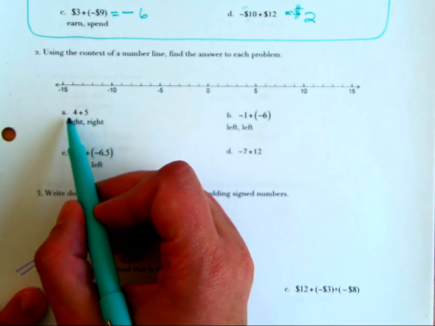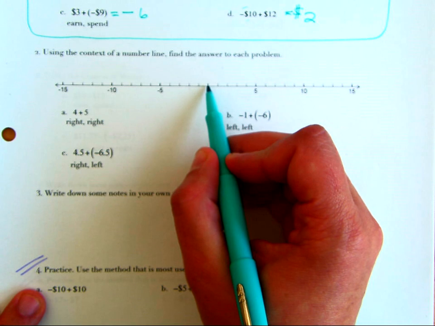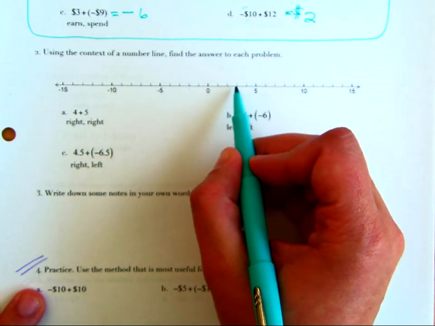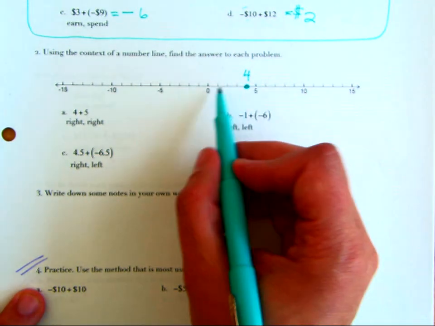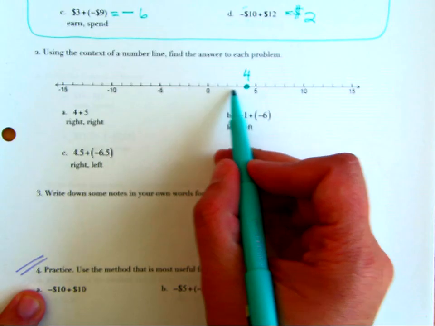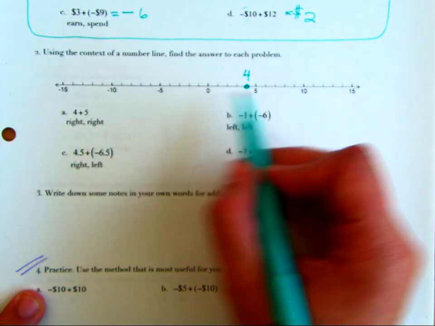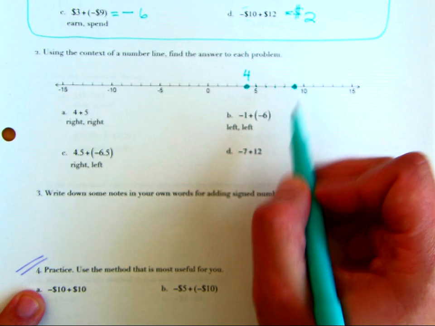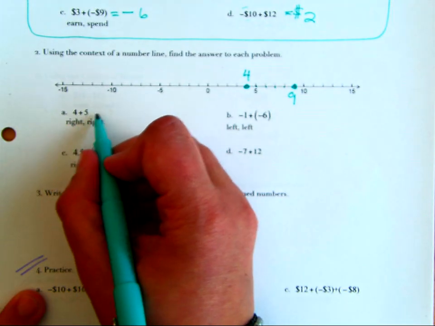But if you were to think about it on the number line, we could think about if we were to start always at 0 and we were to go right 4, 1, 2, 3, 4, we'd be here. That's 4 on the number line, right? All the numbers going to the right of 0 are all positive. If we were to go right 5 more places from 4, 1, 2, 3, 4, 5, where did we land now? 9. And you all know that 4 plus 5 is 9.